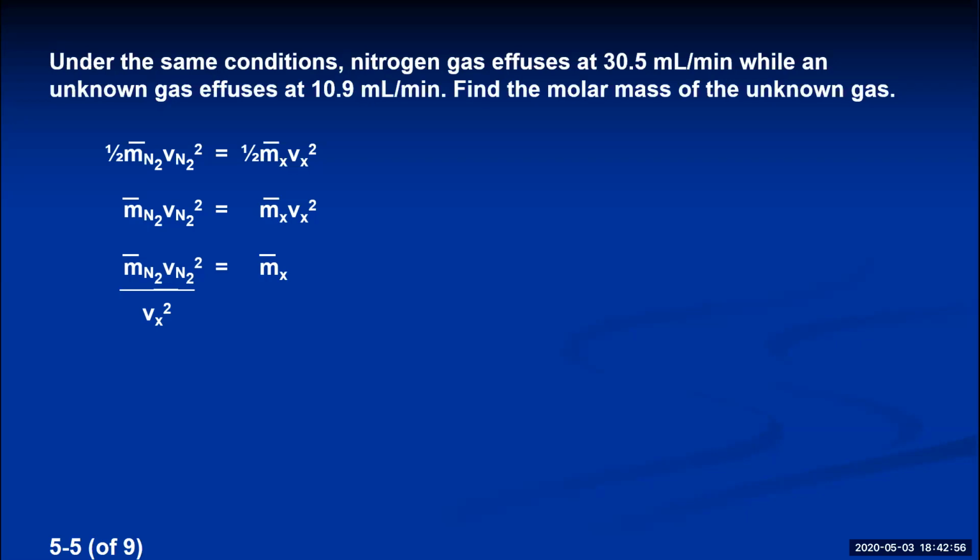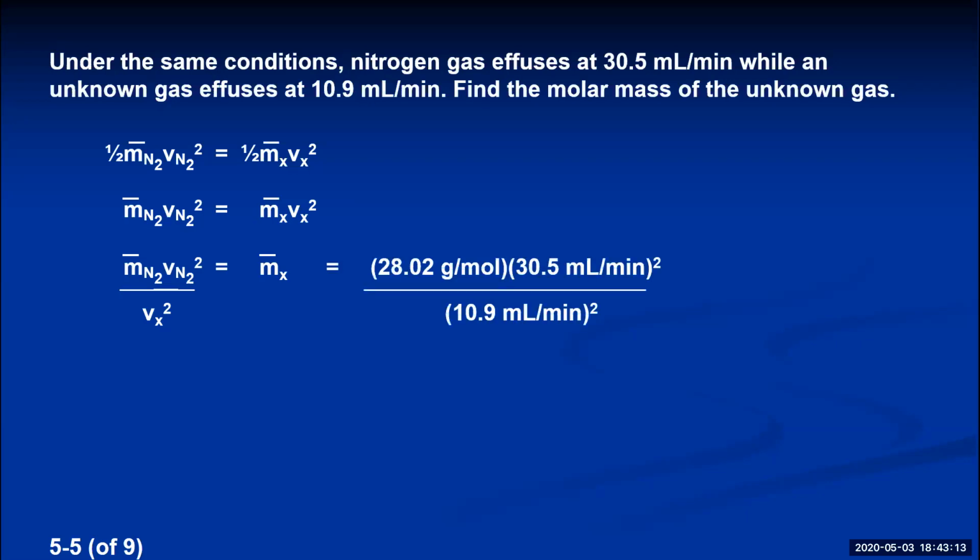The molar mass of diatomic nitrogen is 28.0 grams per mole, and the velocity of the nitrogen gas is its diffusion rate, 30.5 milliliters per minute, and we have to square that. In the denominator, the velocity of the unknown gas is its diffusion rate, which is 10.9 milliliters per minute. So the milliliters per minute cancel out. The only units left over are grams per mole, and as long as you've squared the 30.5 and squared the 10.9, you should get a 3 significant figure answer of 219 grams per mole is the molar mass of this unknown gas.